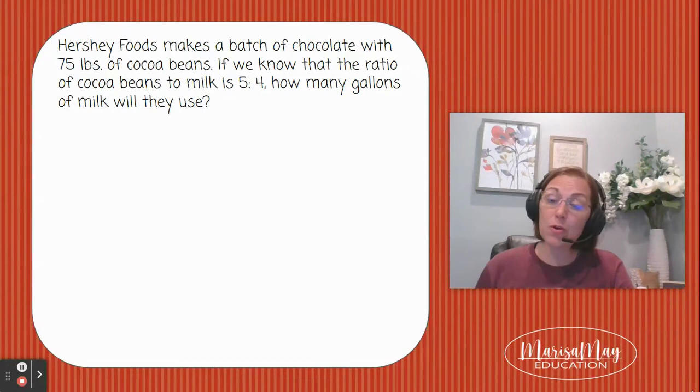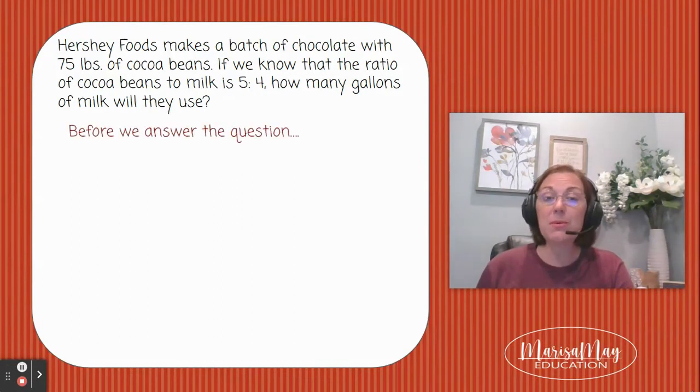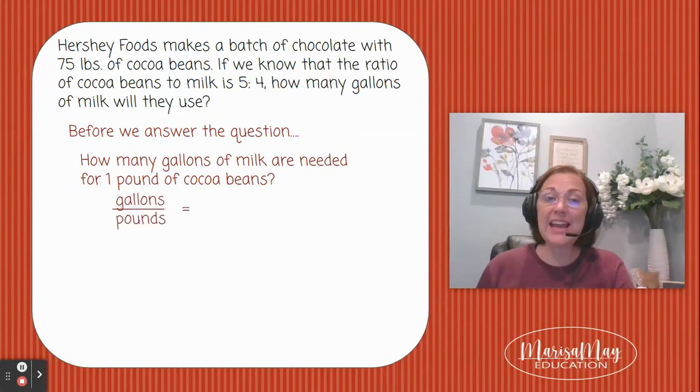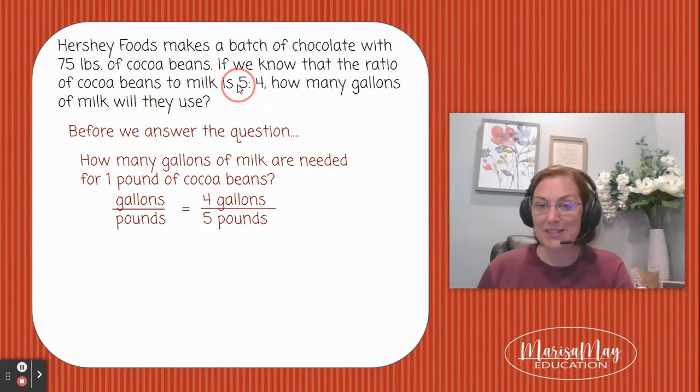Now, before we actually answer the how many gallons of milk will they use question, first we want to answer this question. How many gallons of milk are needed for 1 pound of cocoa beans? Well, if we take our gallons over pounds, if we do our words first, that means we'll have 4 gallons of milk to 5 pounds of cocoa beans. You'll remember, we got that from our 5:4 ratio. Remember, it was cocoa beans to milk. That means cocoa beans is 5 and milk is 4.